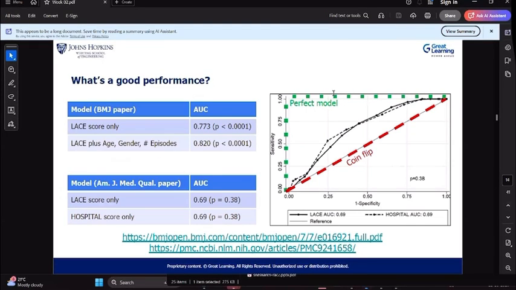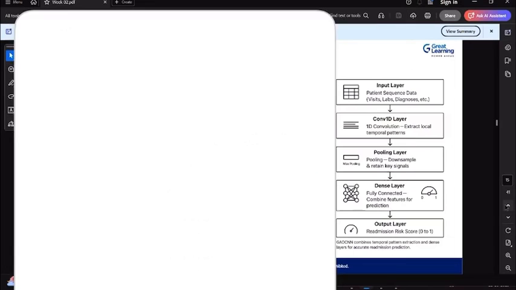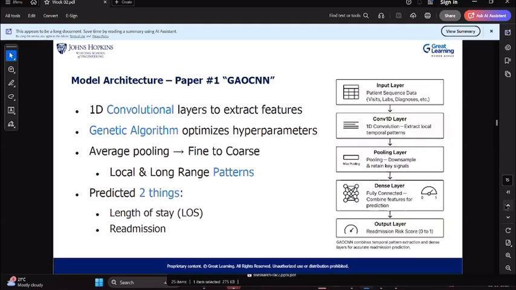Okay, so there are these two papers that we were talking about in this case. One is your Gauss-CNN model, and the other is your NYU-Tron, right? If you look at the architecture of this Gauss-CNN model, underlying it is a convolutional neural network. The kind of features that these models used were mostly clinical features and long-range pattern features. This model predicted two things: the length of stay and the readmission risk score.